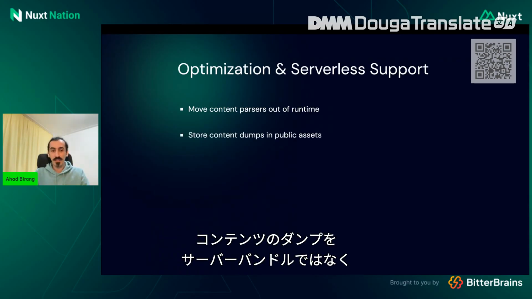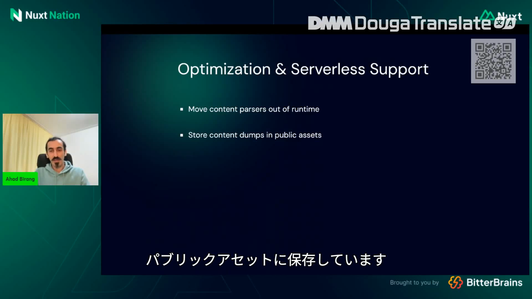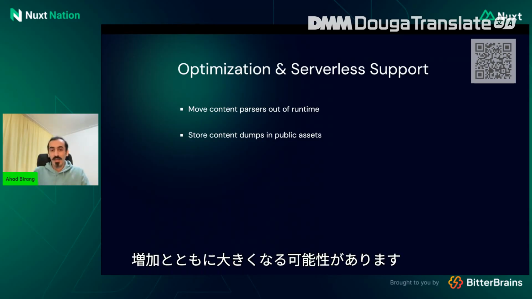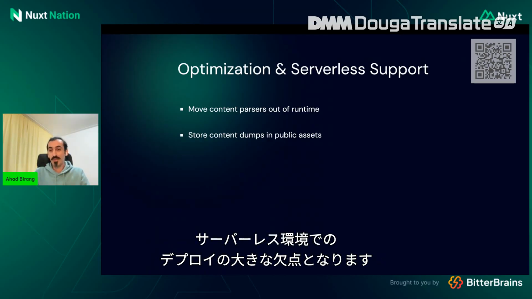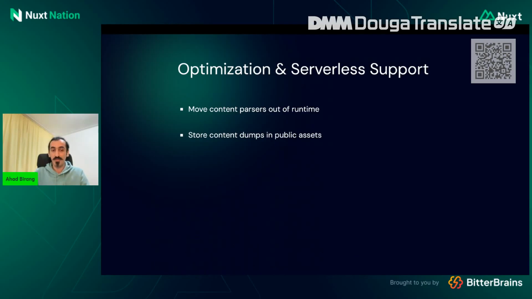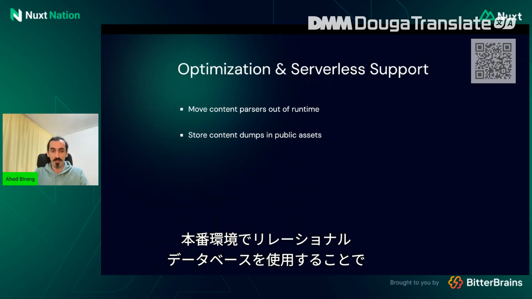For the same reason, we store the content dumps in a public asset rather than the server bundle. The dump size can grow with the increase of content files, and this is a big drawback for big websites to deploy in serverless environments.